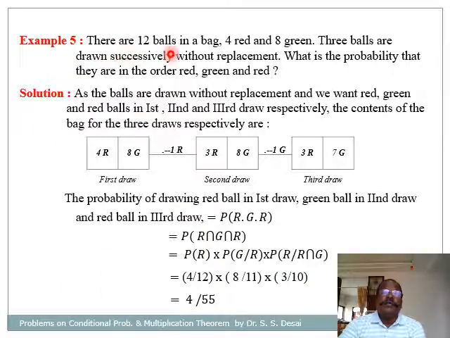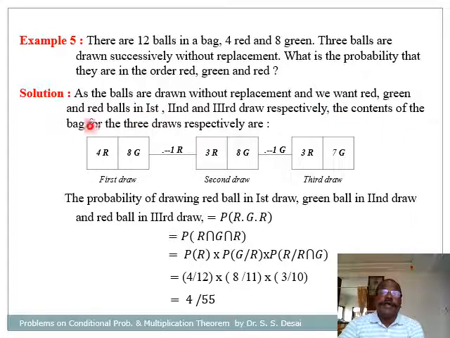Next problem, there are 12 balls in a bag, 4 are red and 8 are green. 3 balls are drawn successively without replacement. What is the probability that they are in the order red, green and red? For the solution, as the balls are drawn without replacement, we want a red ball in the first draw, a green ball in the second draw and a red ball in the third draw.